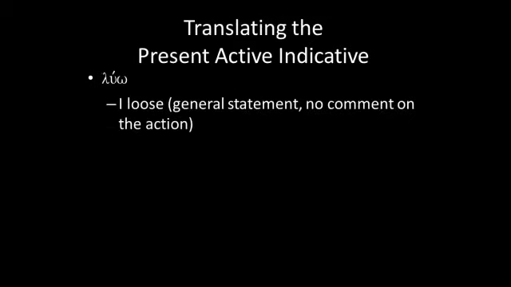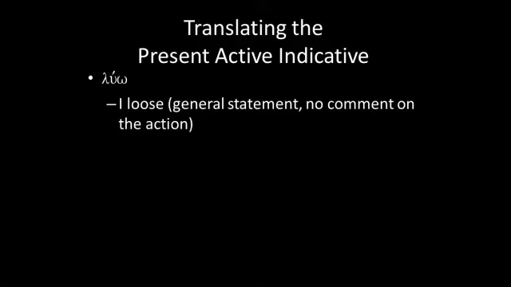Now, there are a couple of ways that we can translate these forms that we're learning today, the present, active, indicative forms. So we have the verb luo. One way to translate it is I loose. This is just a general statement. There's no specific comment on the action. So what do you do? I teach. What do you do? I sleep.